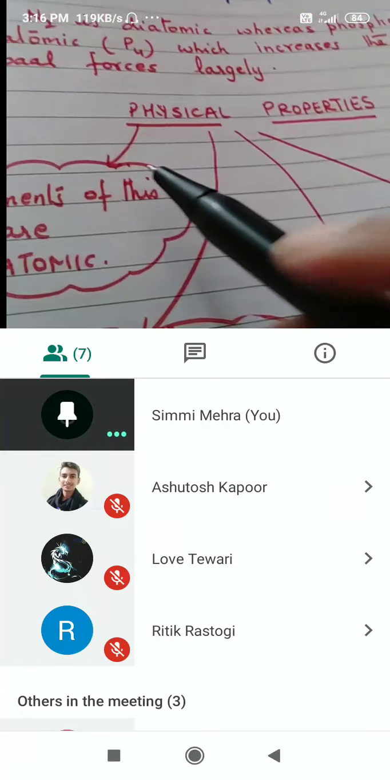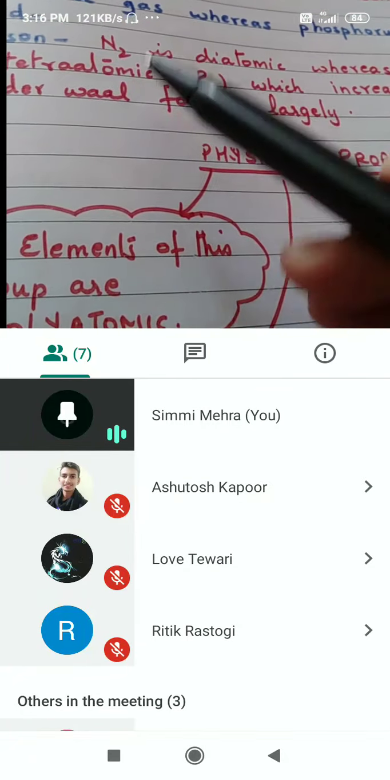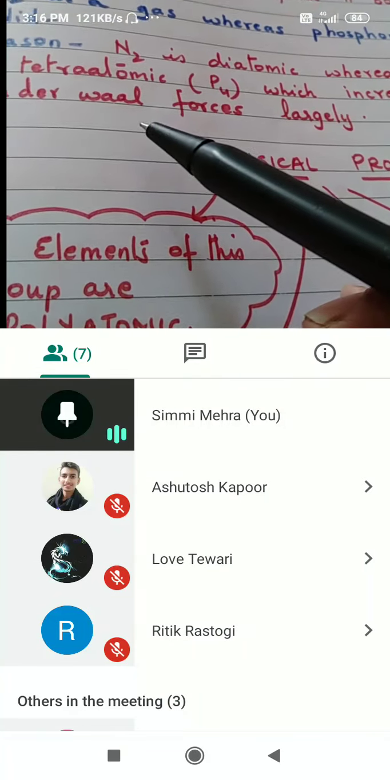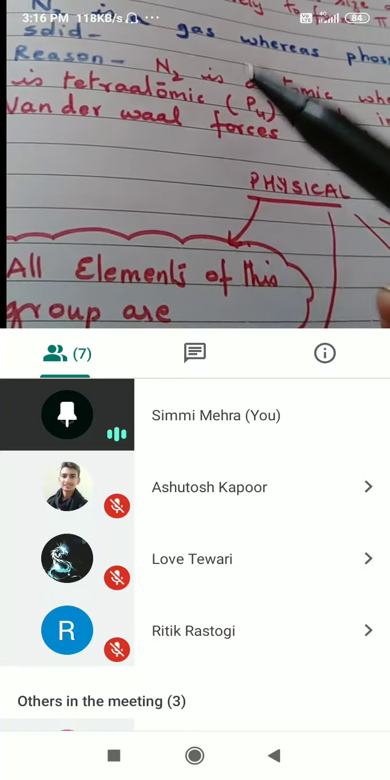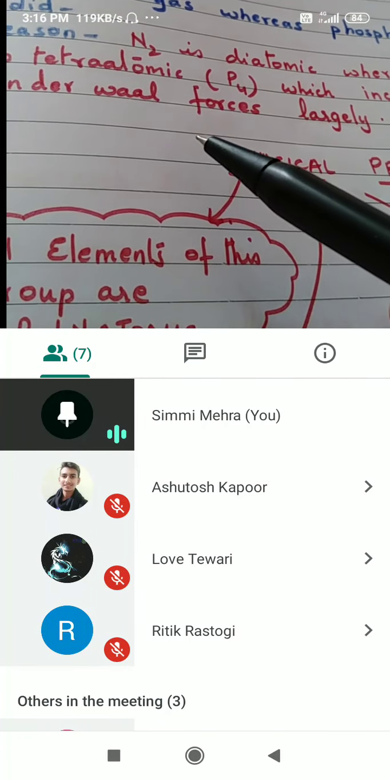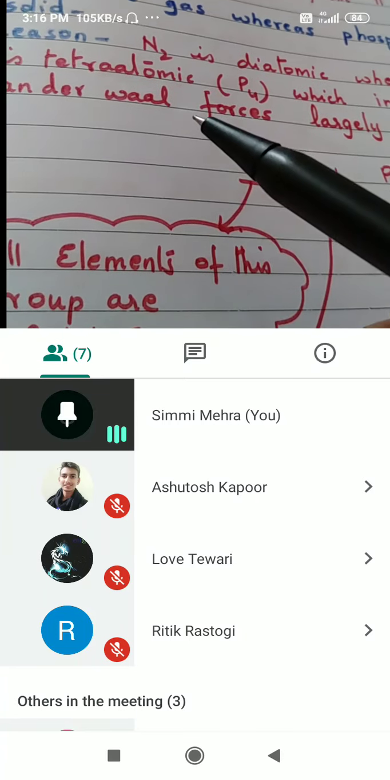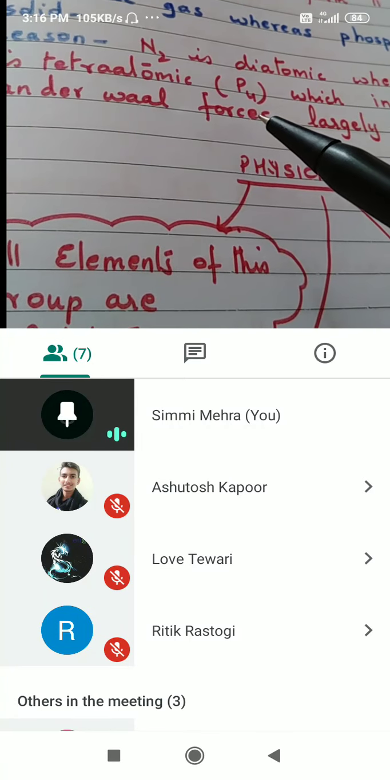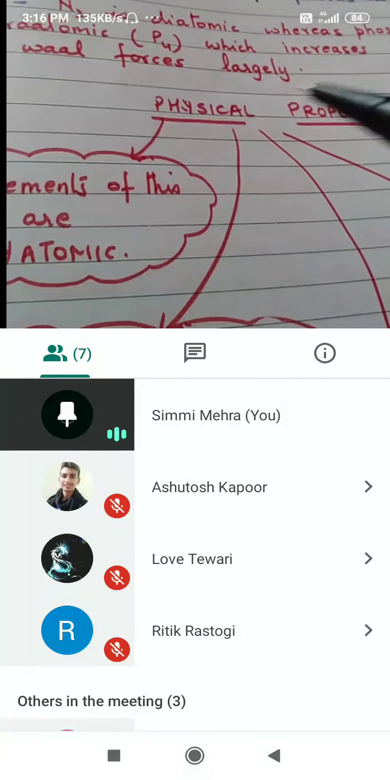Due to small size. So any reason you can write: due to small size of nitrogen, formation of a diatomic molecule by nitrogen, p pi p pi bonding in nitrogen, or existence of van der Waals forces in phosphorus, or a tetraatomic state in phosphorus, which leads to larger van der Waals forces. All these answers will be marked correct.